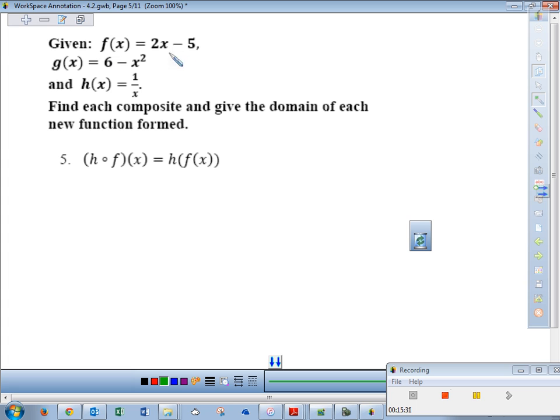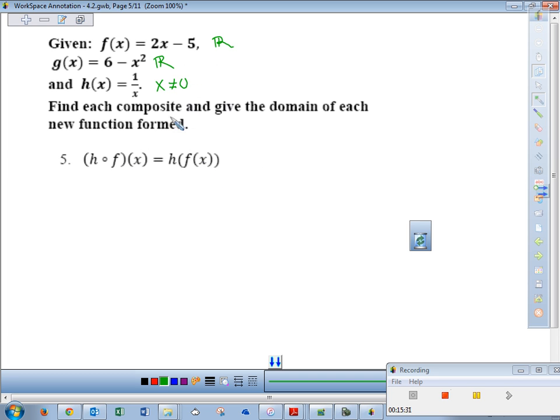So in f, are there any restrictions? X is in the denominator, any even roots, anything like that? F is all reals. G's, again, all reals. You cool with that? Does H have any restrictions? X cannot equal 0, right? If you wanted to write negative infinity to 0, union 0 to infinity, this is not our answer right here. This is just helping us.